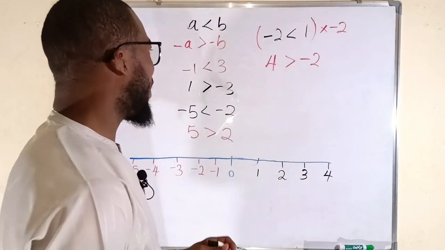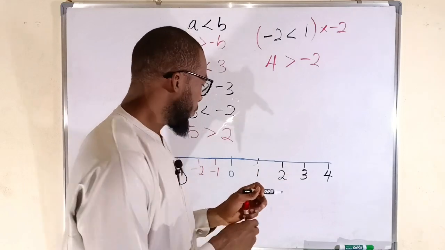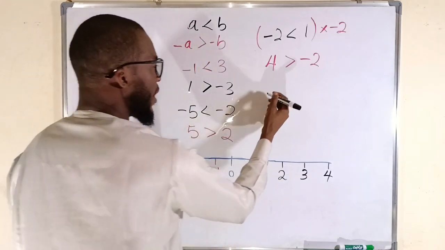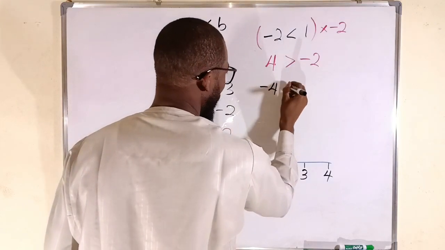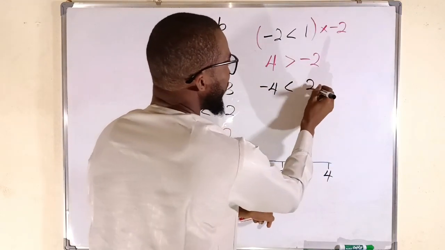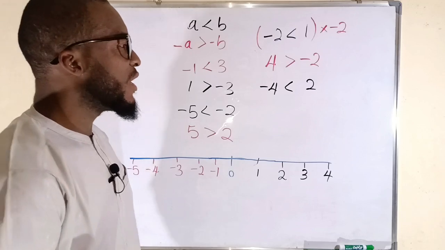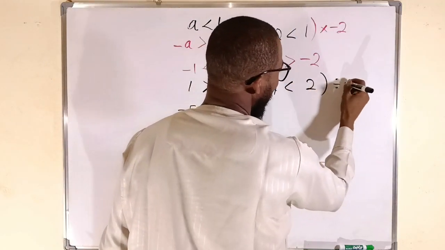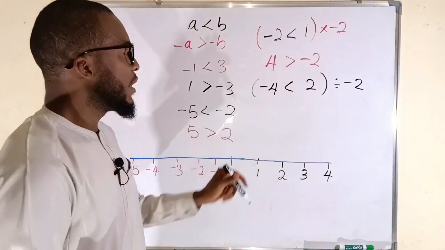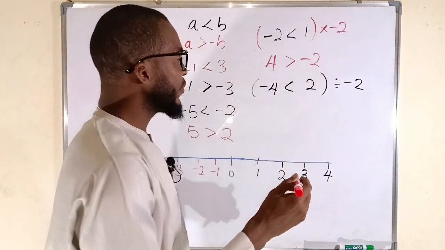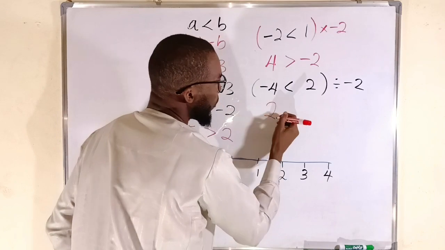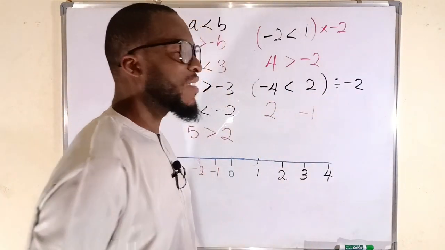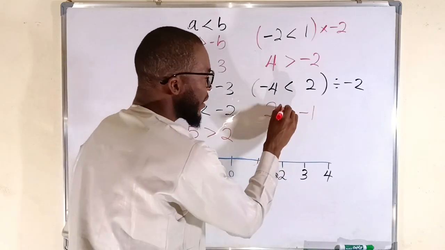Let me use the division sign and see whether this statement is true. For example, let me pick -4 here. We know that it is less than +2. But what if we divide both sides by -2? -4 divided by -2 will give us +2. And 2 divided by -2 will give us -1. But which one is greater? 2 is greater, definitely. Can you see that?